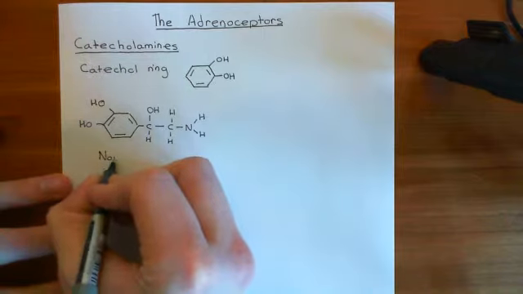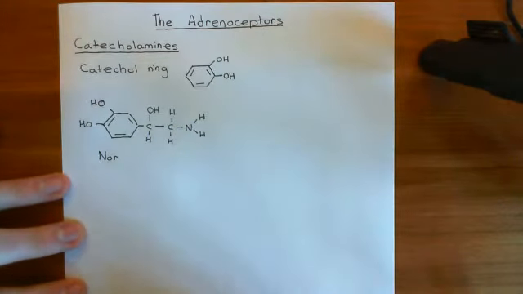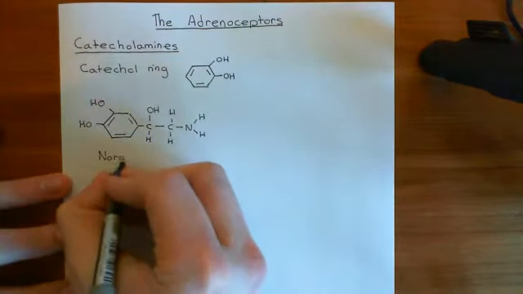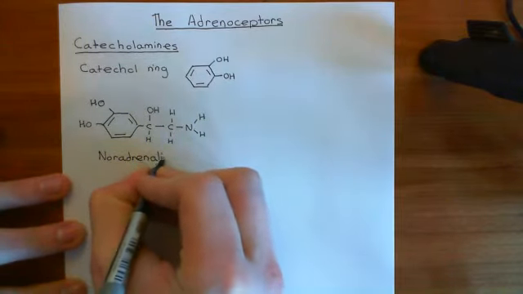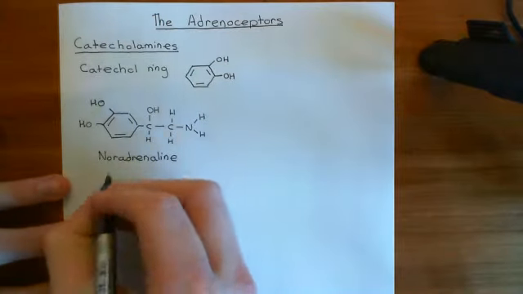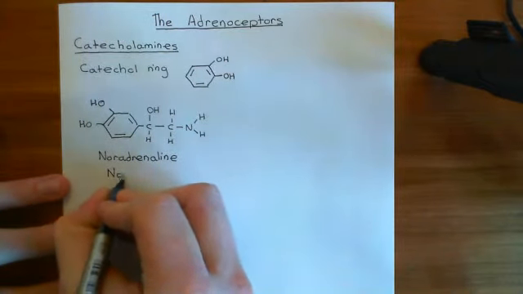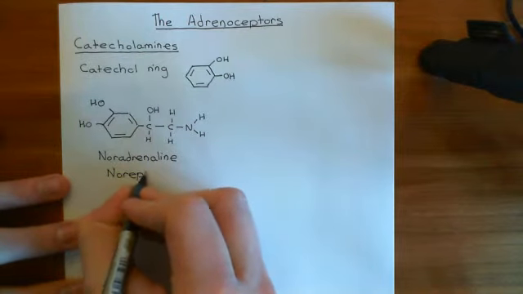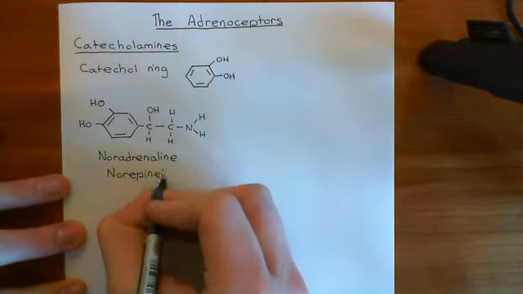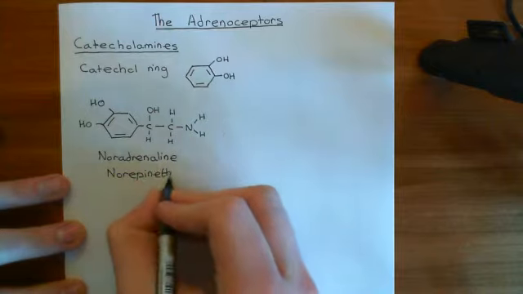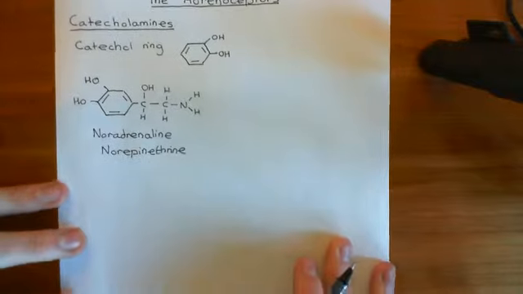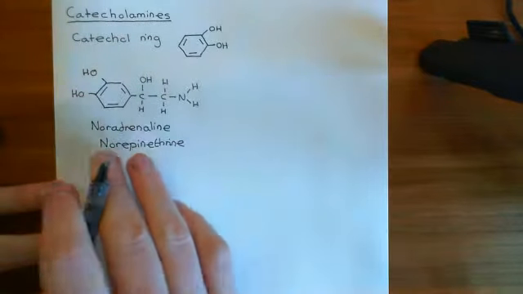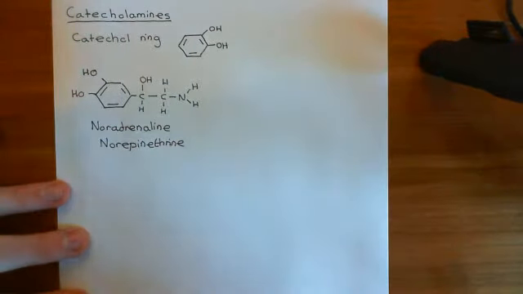So this then is the structure of noradrenaline. I should just say that noradrenaline is the old name for this. There is a new name that is gradually gaining favour, and that's to call it norepinephrine. This new name is gradually taking over, but you will still hear noradrenaline used often as well. So that's noradrenaline or norepinephrine. What we now want to see is adrenaline or epinephrine.